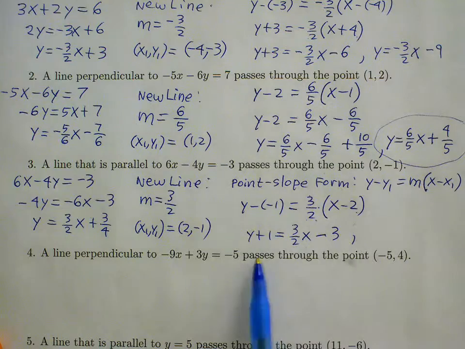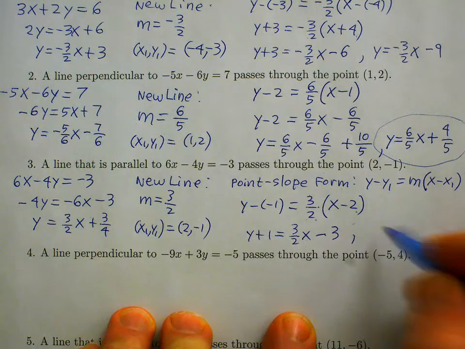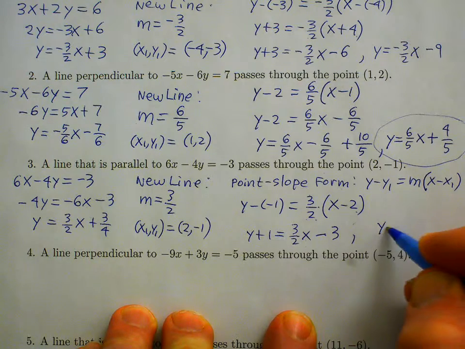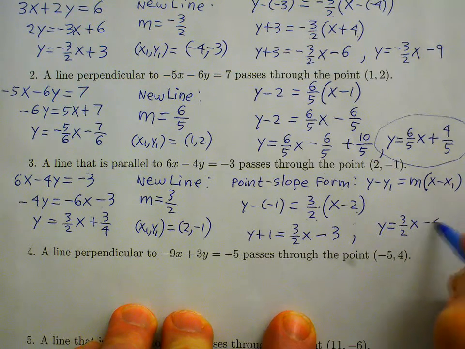And then the next step, if we want the slope-intercept form, just subtract 1 from both sides, and we get y equals 3/2 x minus 4.